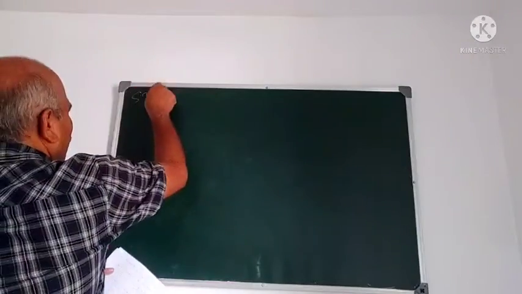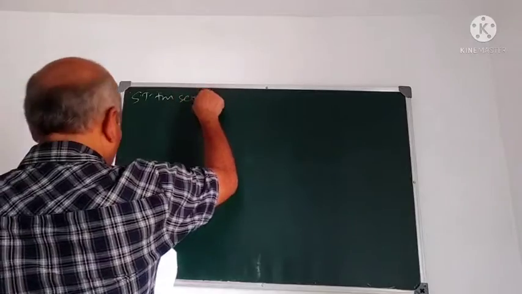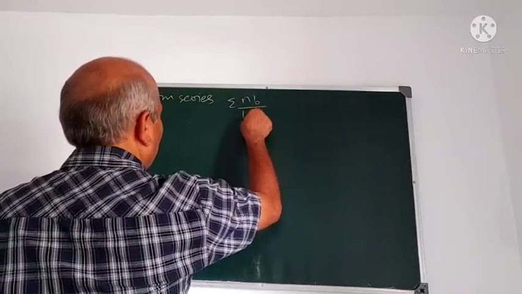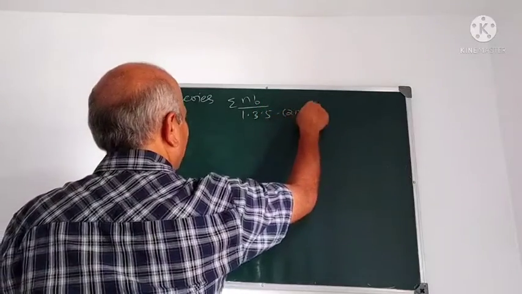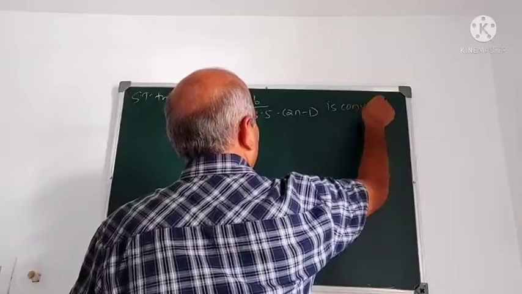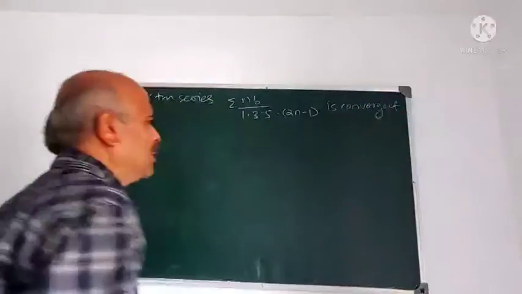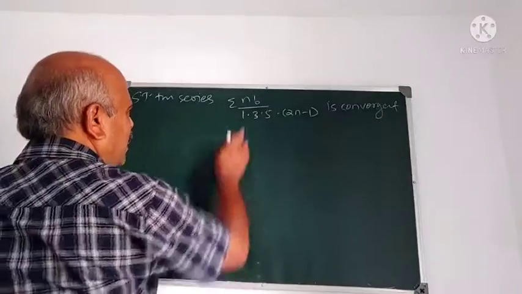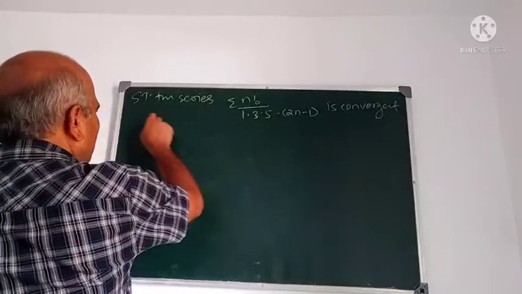The problem is: show that the series sigma n factorial by 1, 3, 5 etc. up to (2n minus 1) is convergent. Show that this is convergent. Now first we apply the ratio test, D'Alembert's ratio test.